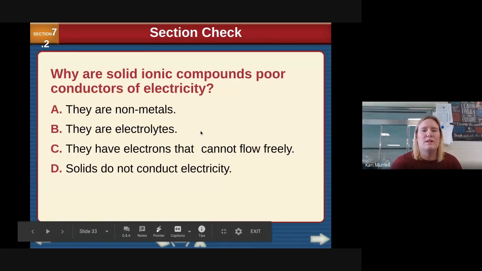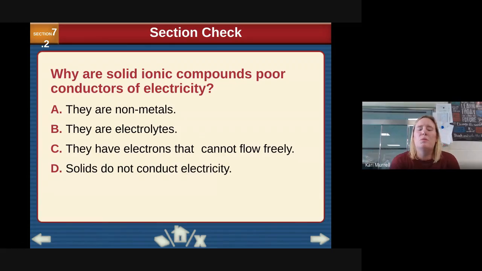One quick question for you all: why are solid ionic compounds poor conductors of electricity? The answer is that their electrons cannot flow freely. If you put them in water, then they're able to flow.